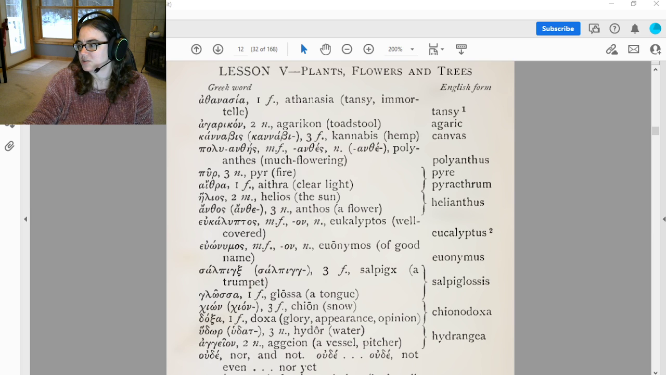This is why most languages invented in the last few decades have been given simple grammars that build on each other recursively. It's much easier than having rules about changing forms of words. So true. Tansy is apparently perennial. Oh yeah, deathless does work. Pur is fire. Aethra, clear light. Helios, the sun. Anthos, a flower.